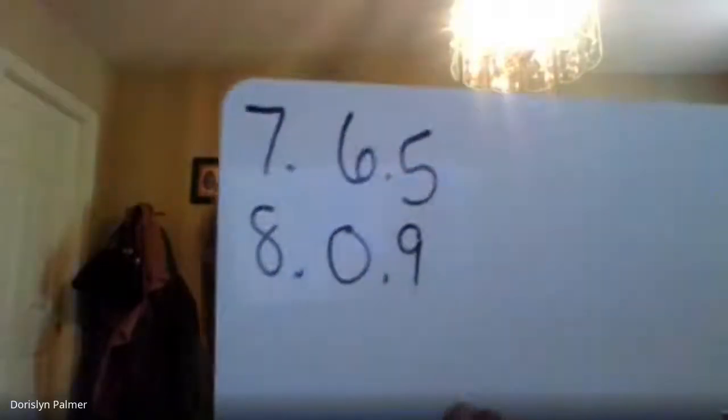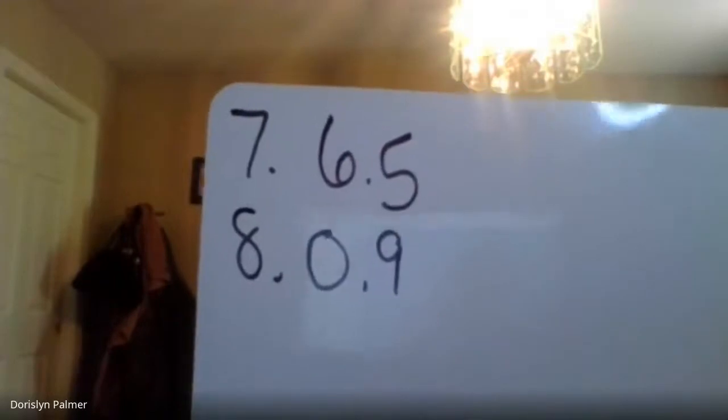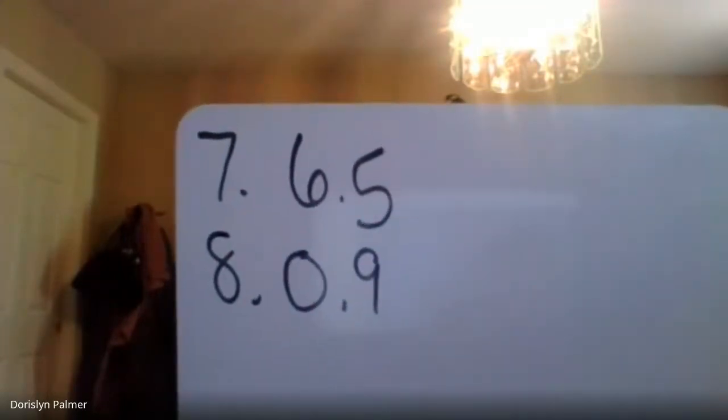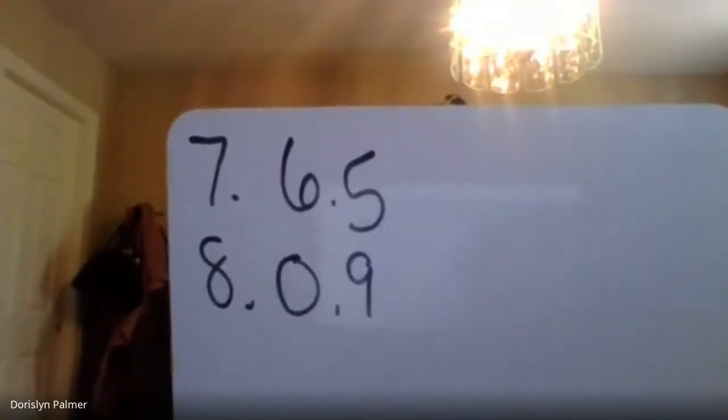Is it my turn? It is, David C. 0.9. Good. Number 8 is 0.9. Number 9, Connor. Number 9. 3 over 10, 0.3, or 3/10. Good.